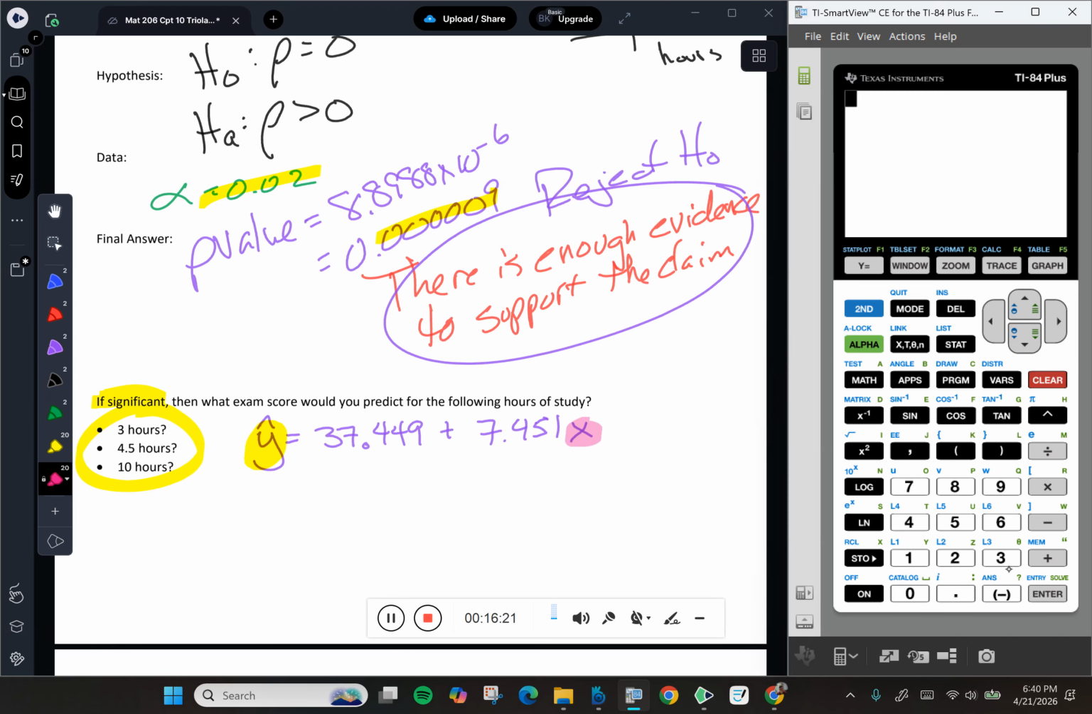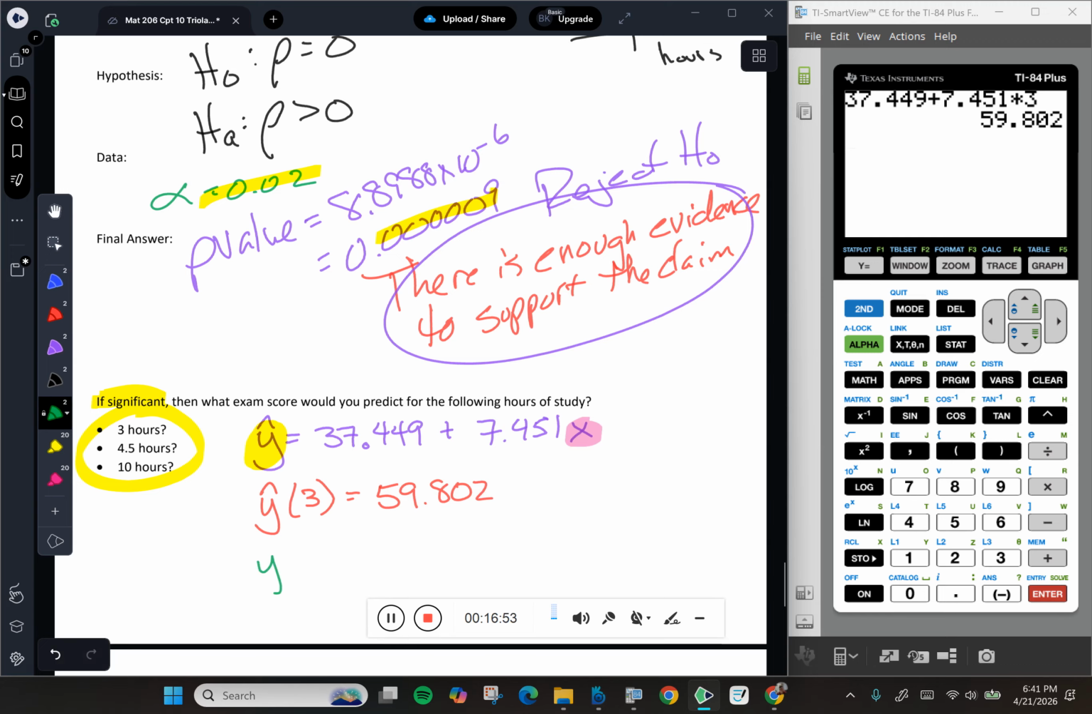I can go over here and say, what's 37.449 plus 7.451 times 3? And that's plugging in the 3. And I would get that y hat of 3 would be 59.802. So if they study for 3 hours, their predicted score would be 59.802.